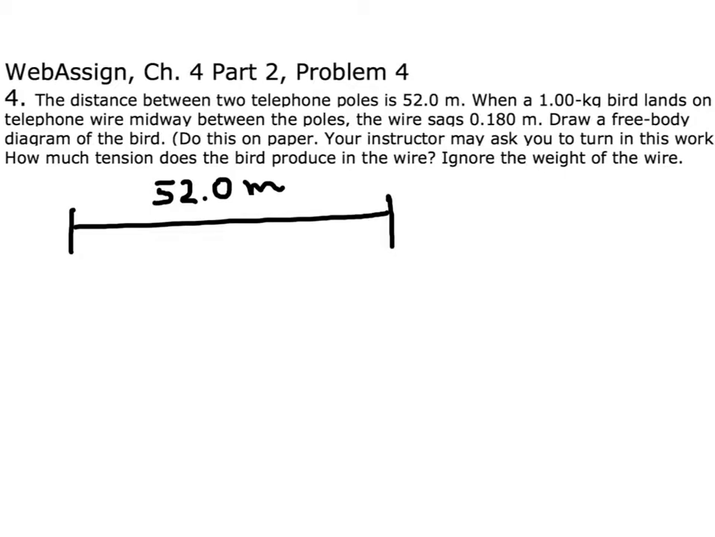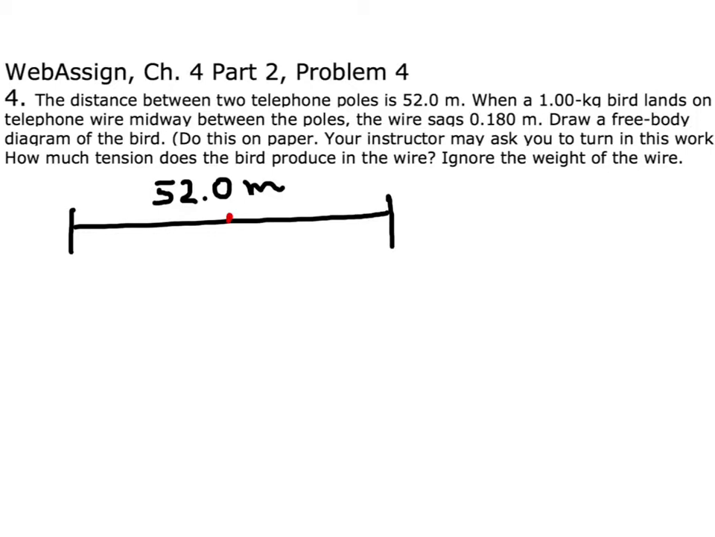In case you're wondering how to figure out the angle here, what's given to you is that the distance between two telephone poles is 52 meters. And a 1 kilogram bird lands on the telephone wire midway between the poles, right? So somewhere here, the bird comes and sits, and because of that, the wire is going to sag, right?